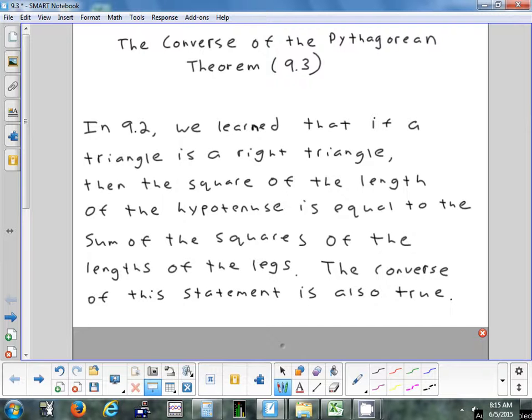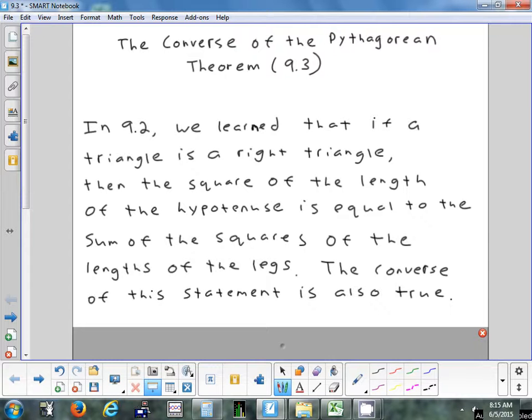Okay, so this is just a summary of what we did in 9.2. Okay, so this part you don't have to write down. So yesterday we learned that if a triangle is a right triangle, and this is what I think Luke had told us earlier, if you take the hypotenuse and square it, it's equal to the sum of each of the legs squared. Okay, that's the Pythagorean theorem.